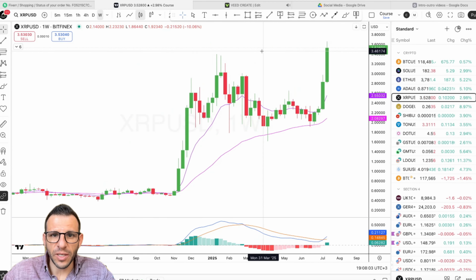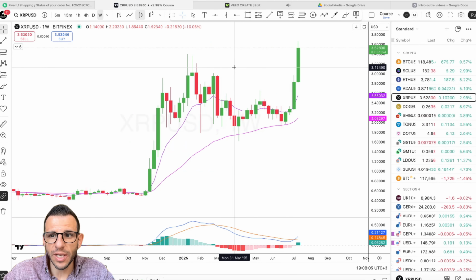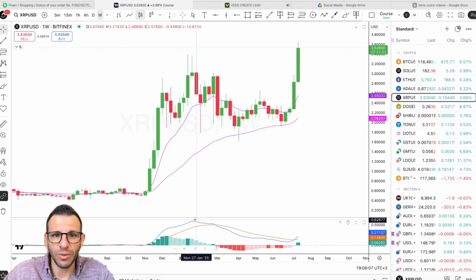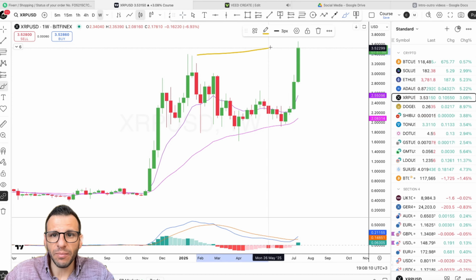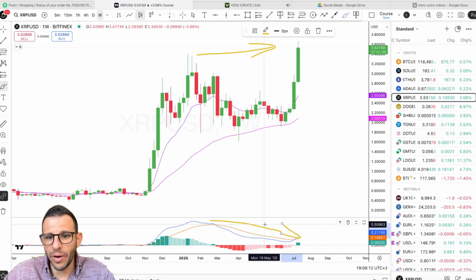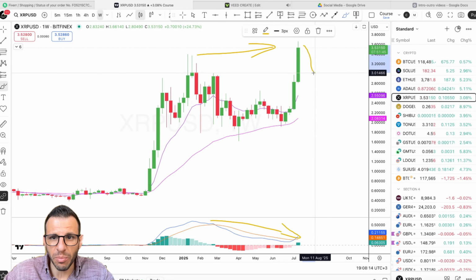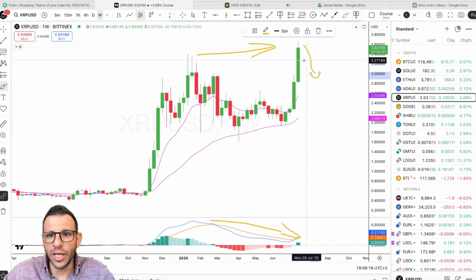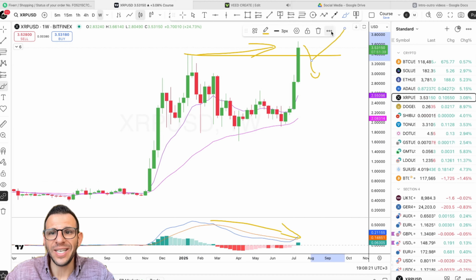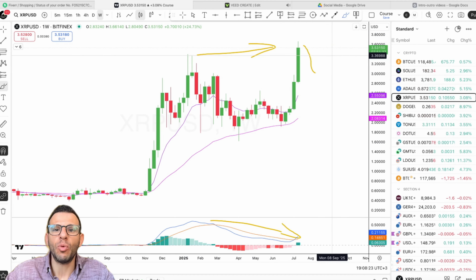XRP, it's on the scope. It created a new all-time high. Finally, we see the break to the upside. This all-time high, higher high, followed by bearish divergences, can put the price into a retracement. What you want to see after this new all-time high is an explosive upward move.